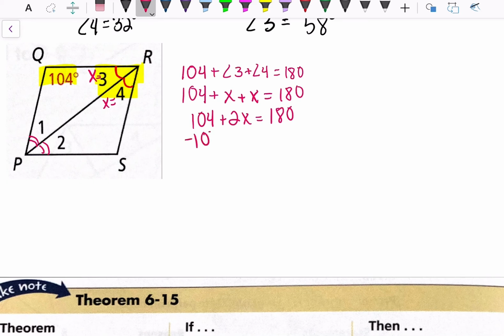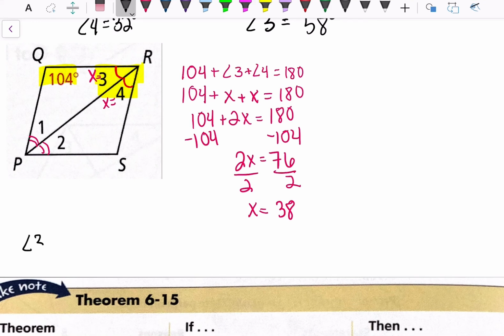Then I could subtract the 104. So 2x is equal to 76. And then divide by 2. So x turns out to be 38, which means angle 3 is 38 degrees, and angle 4 is 38 degrees.